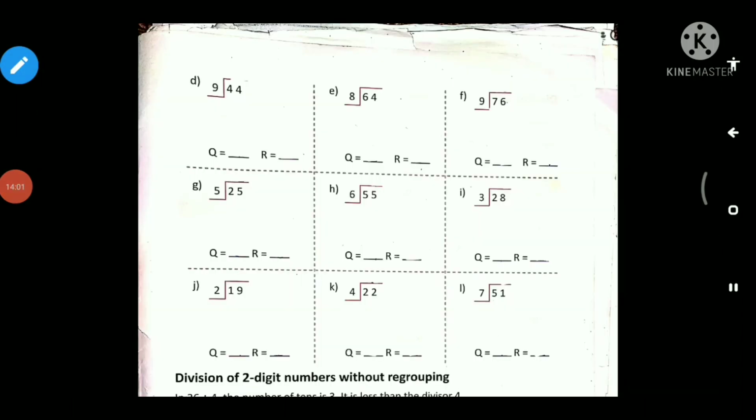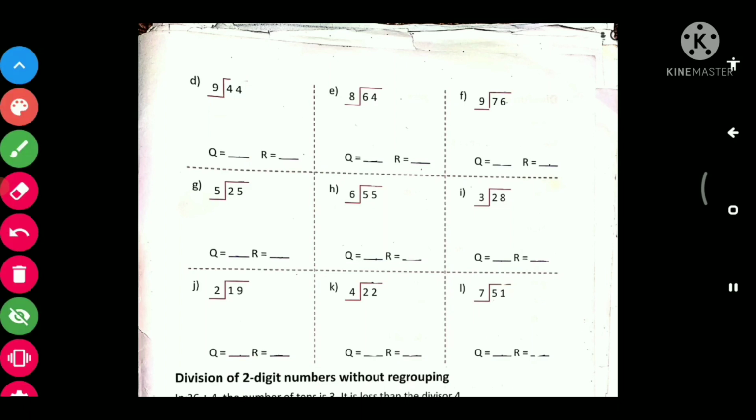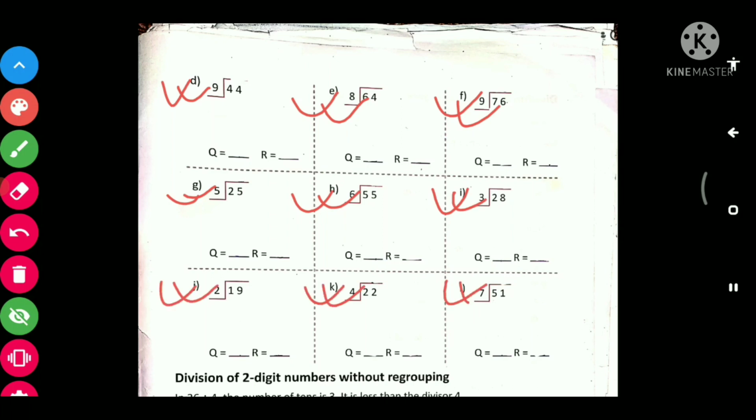Okay, so now my dear students, you have to do D, E, F, G, H, I, J, K, L, these 9 questions in your classwork copy. Okay, so this entire question you have to do in your classwork copy, and I know that you can do it very easily. Okay, so that's all for today.